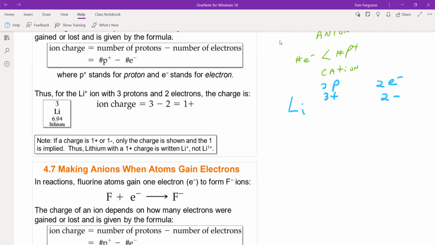So whenever we're looking at the ionic charge, we're looking at protons and electrons, subtracting them. And remember, we can't change protons because that'll change the element. So the only thing we can change are electrons. Electrons come, electrons go.